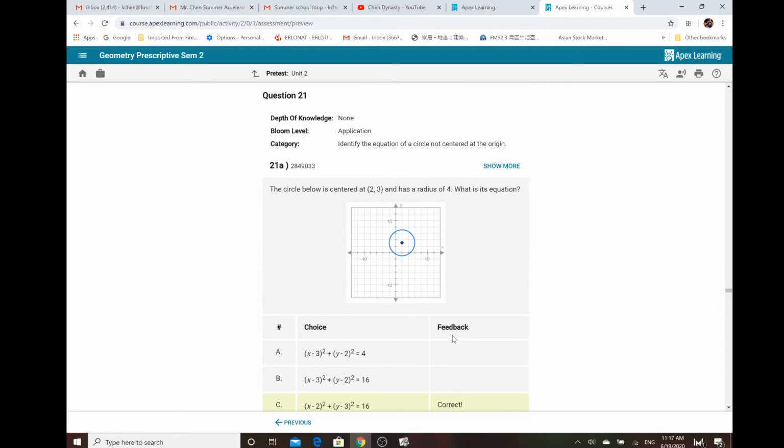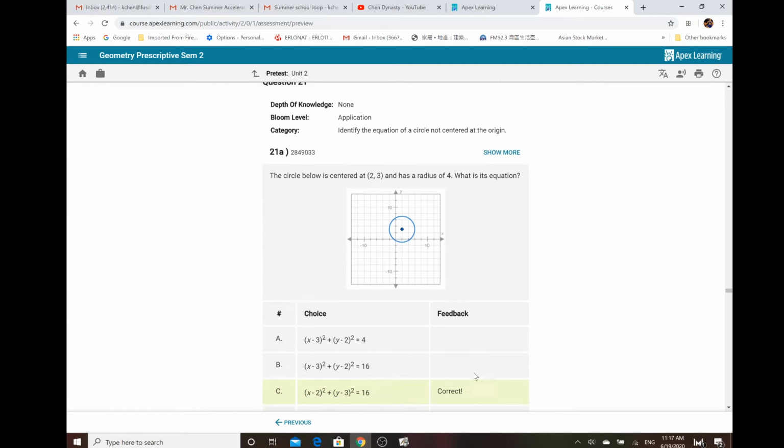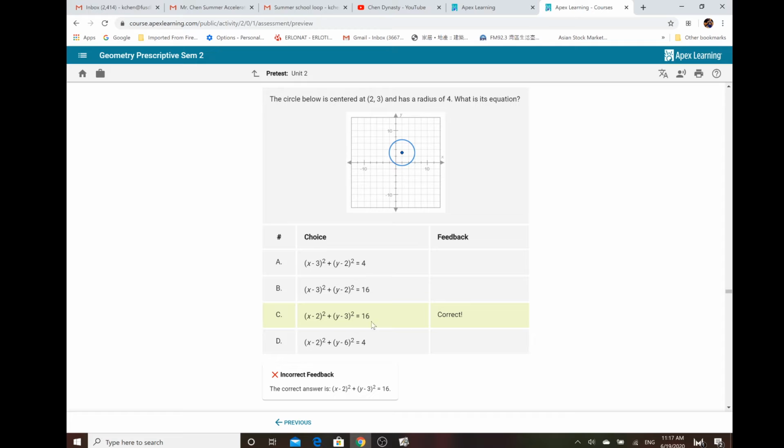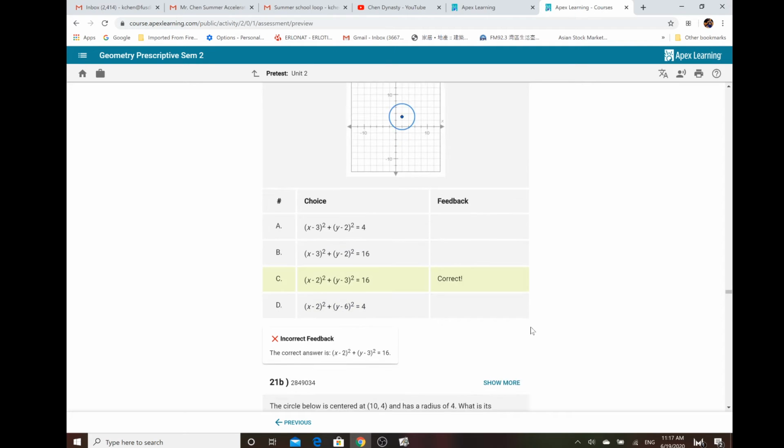Okay, so now here's the one with the center. So the center is something other than 0, 0. So what you need to do, you just want to find the radius. Well, it's given already. And also the center, so it's 2, 3. Again, we just need to put it into the equation of a circle. So it's (x minus 2) squared plus (y minus 3) squared equals 4 squared. So 4 squared will give you 16. So the answer is C.